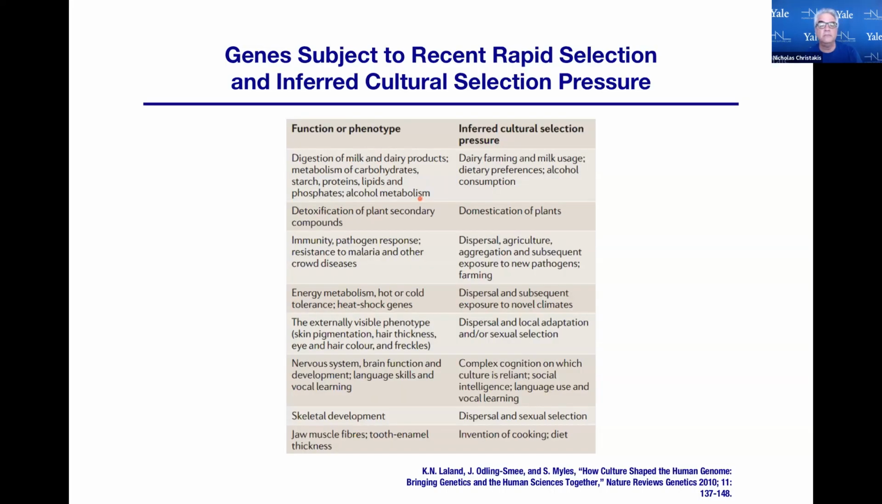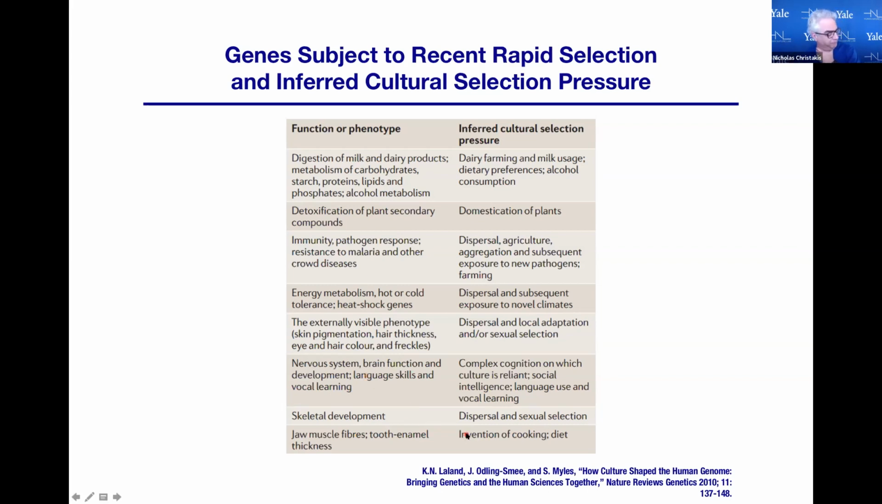And this table, taken from your readings, summarizes many examples of the function or phenotype and the inferred cultural selection pressure. And some of these examples I've already mentioned. I'll mention a couple of others here at the bottom. It's possible that we humans are smarter today because we invented cities. I'm not saying that urban people are smarter than rural people. That's not what I'm saying. What I'm saying is when we invented cities about 7,000 or 8,000 years ago, we created a new, more demanding environmental niche for our species that may have changed the course of our evolution and led to different kinds of brains being present today than would have been present had we not invented cities.